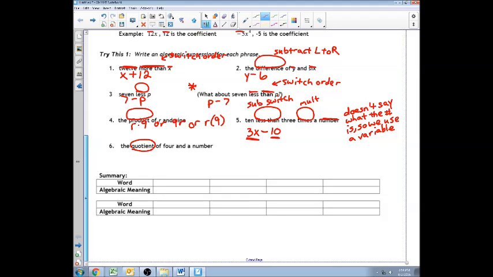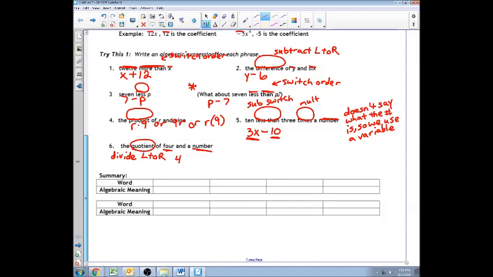Quotient means divide, and it will just be from left to right. So 4 is the first, a number is second, just like we talked about in number 5. If it does not specify what the number is, if it doesn't tell us exactly what the number is, we'll just use a variable. There's a couple different ways you can write this as well.